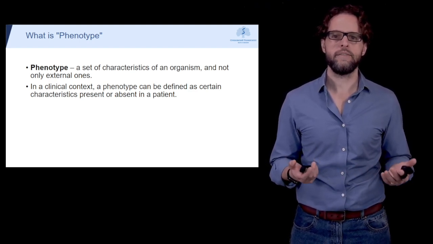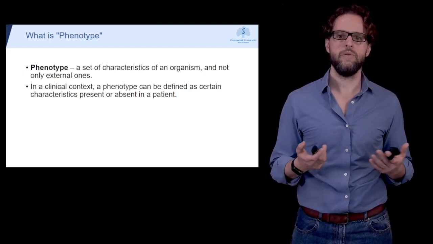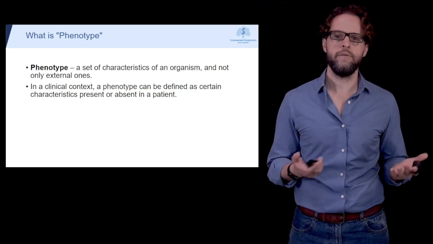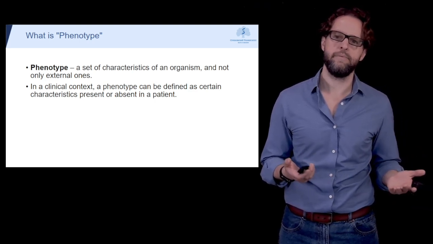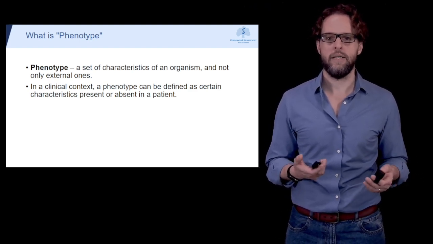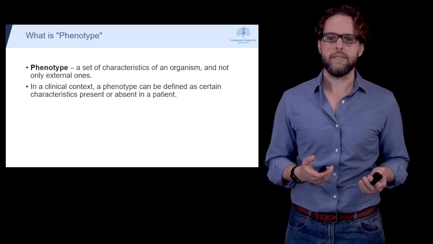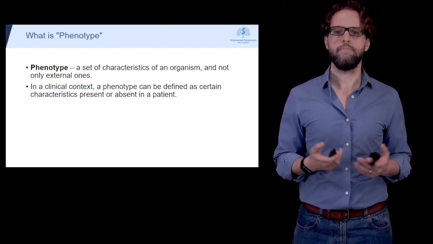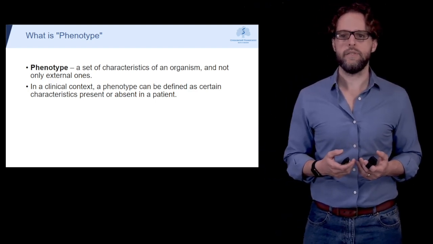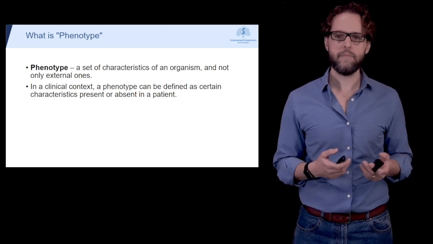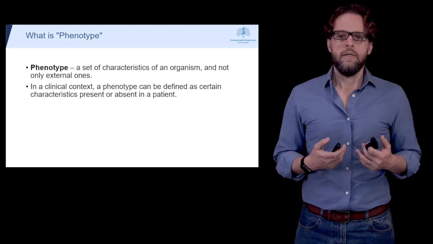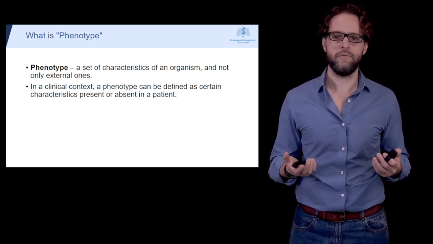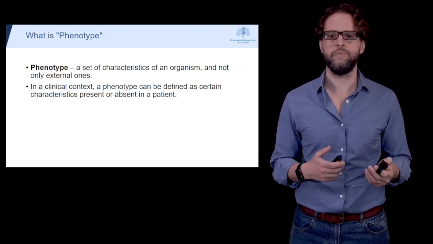A phenotype is a set of characteristics of an organism, and not only external ones. All clinically detectable characteristics such as height, body weight, eye color, hair shape, blood type, and so on are phenotype. In a clinical context, a phenotype can be defined as certain characteristics present or absent in a patient. These characteristics may also include different states. The most common example would be a disease. For example, we can say that a patient has type 2 diabetes or doesn't have type 2 diabetes.